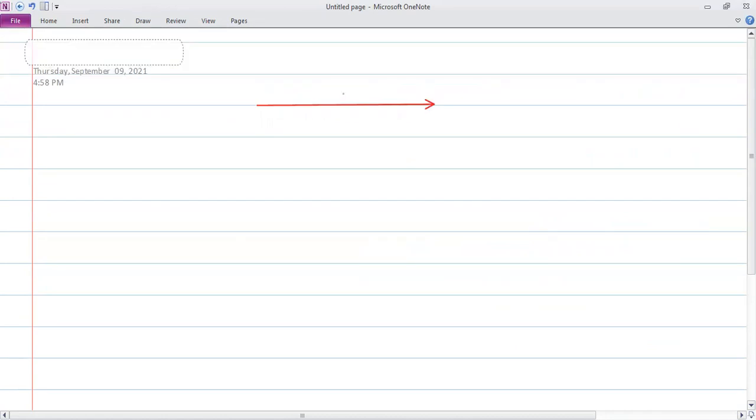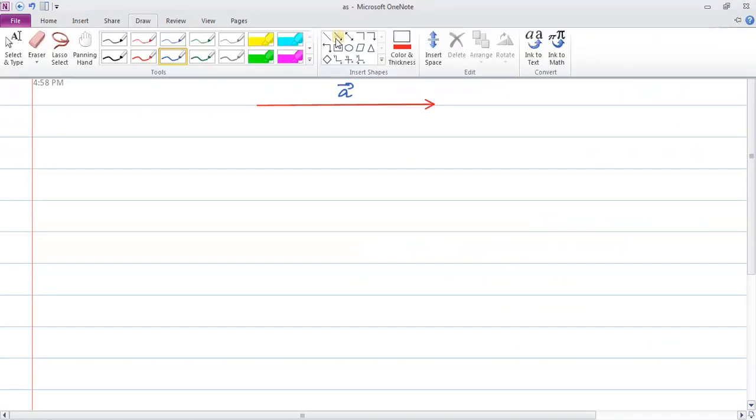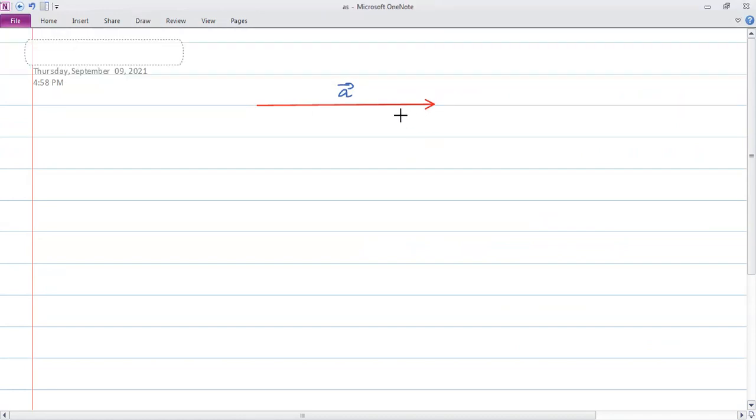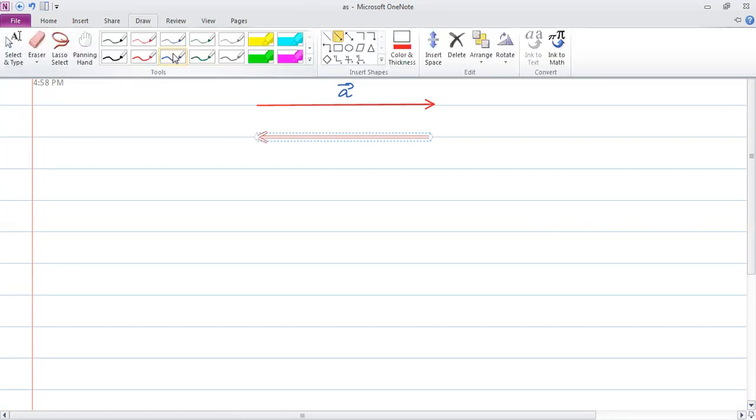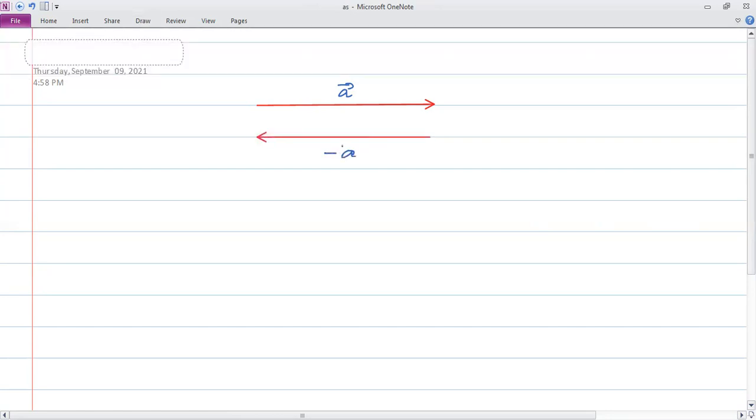Suppose I can say this is a vector A. Now, if I change the direction of the vector, the same vector, if I change the direction and the magnitude remains the same, it will become minus A. Now you can see their magnitude is equal, but direction is different. So changing the direction of the vector will make it a negative vector.